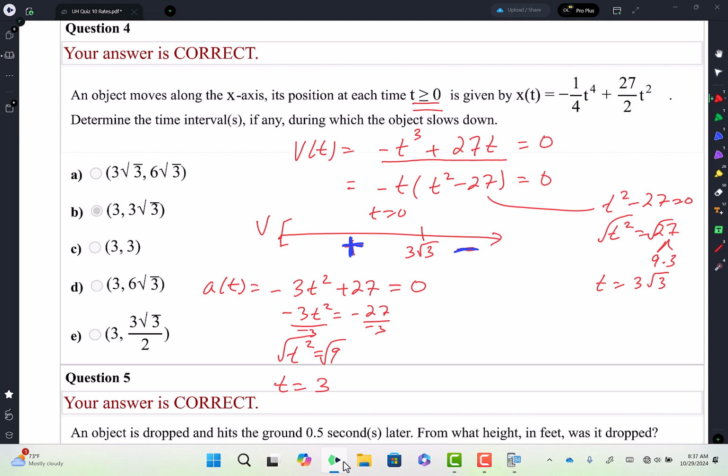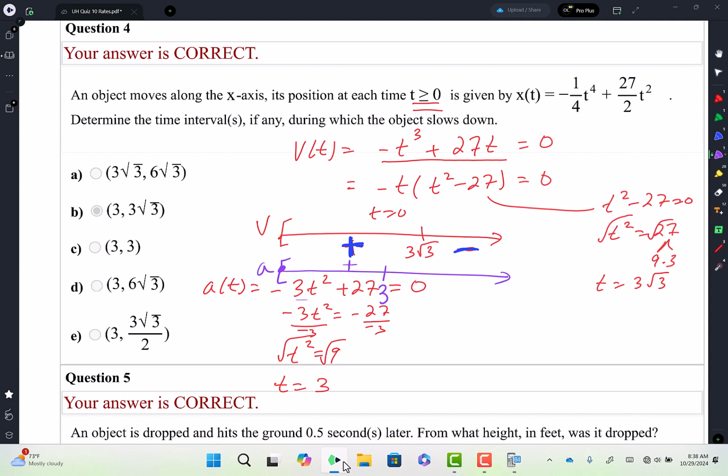I'm going to write it down here like this. I don't want to use blue because you might get confused with that. I'm going to put the acceleration right here. This is my acceleration. The only number I get is 3. By the way, 3 is smaller than 3 square root of 3. So I'm going to say 3 is like right here. I just care whether acceleration is positive or negative. I pick a number like 1. Negative 3 plus 27, positive. I'm going to put a plus symbol.